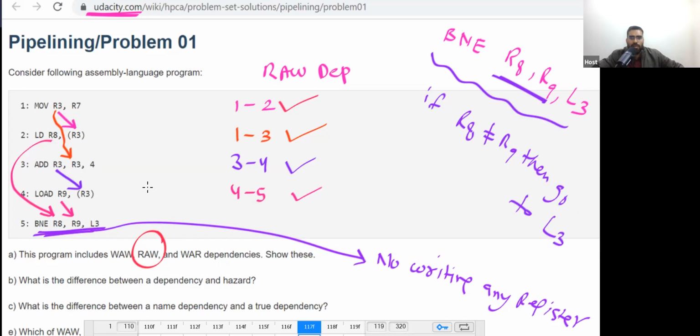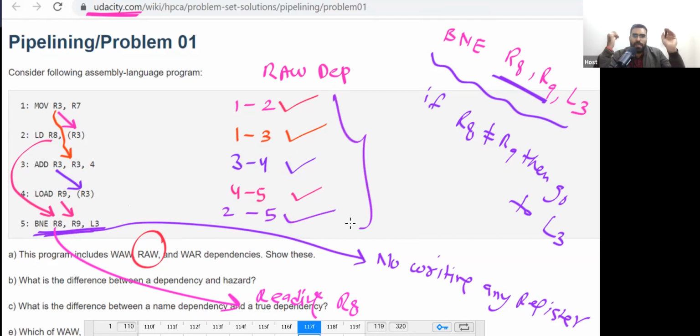Is this clear? You can notice we are reading R8 here. Please understand, you are reading R8. Don't miss this type of simple thing. So that is the reason. Finally, I can say there is 2 to 5. So there are a total of 4 RAW dependencies. Understood?